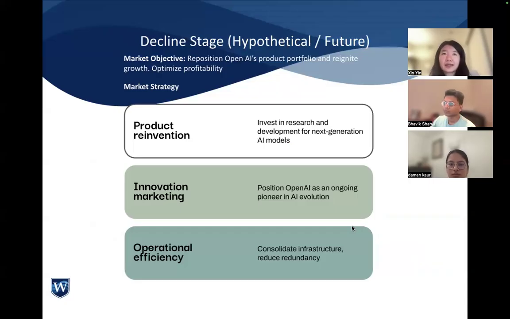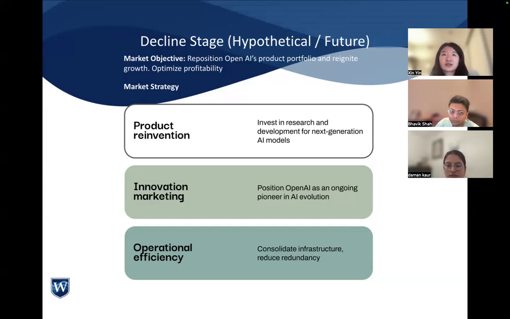In the hypothesized decline stage, OpenAI faces the challenge of market saturation, competitive pressure, and ever-evolving customer expectations. This stage doesn't signify a loss of value, but rather a natural inflection point where strategy reinvention becomes essential. The focus shifts toward repositioning the brand, innovating new AI models, and sustaining customer loyalty. During this phase, OpenAI's primary marketing objectives are to reposition its product portfolio and re-engineer growth.